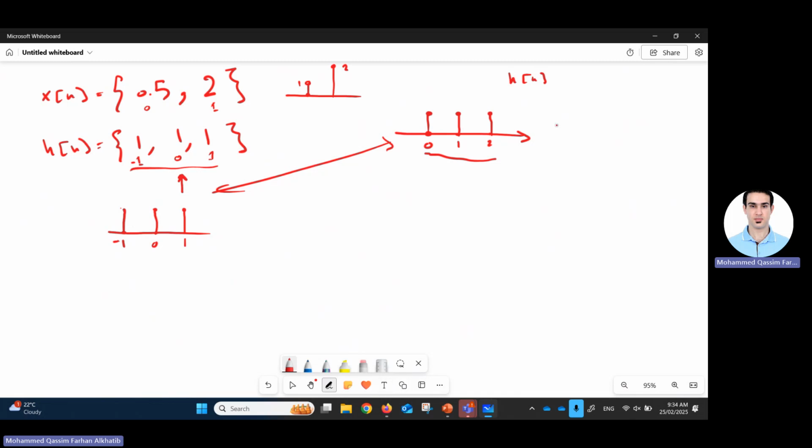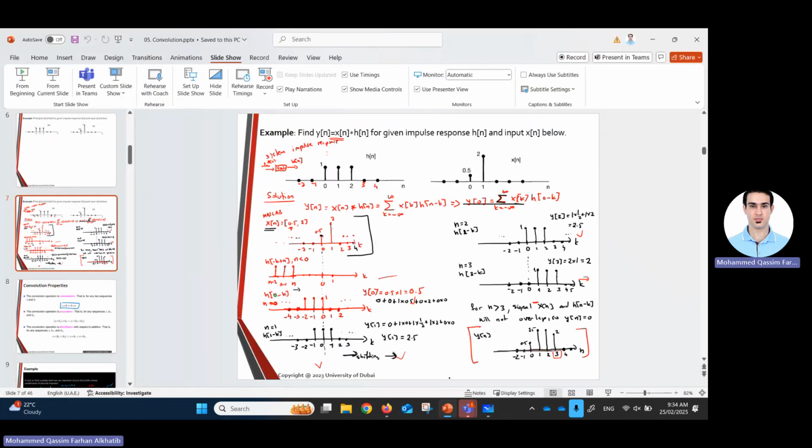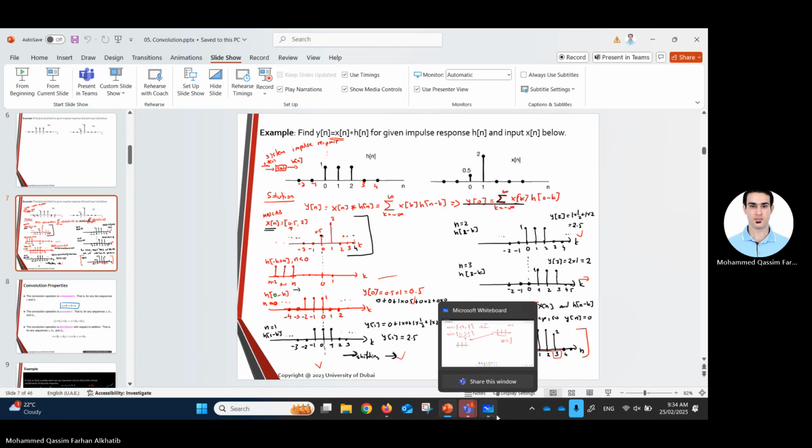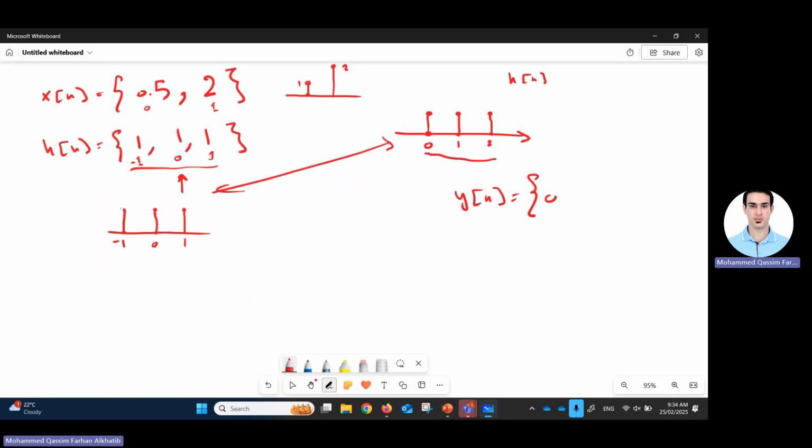Okay, the result for this one, when we did the standard convolution, so y of n equal, the first one was half, 2.5, 2.5, 2. So 0.5, 2.5, 2.5. So this was the output when we got it with the standard method, and we saw how long it was. Now let's try the tabular method.